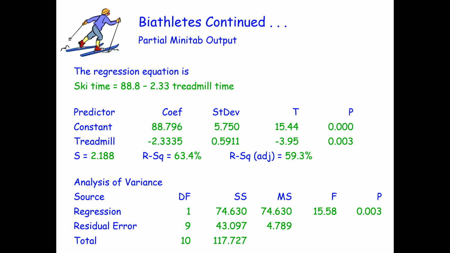So our regression equation is 88.8 minus 2.3 times the treadmill time. And here we're getting this from a Minitab output. So notice we have all of our values here. We have our predictor, our constant, our treadmill, our coefficient, our standard deviation, our t, our p, our s, our R squared, and our R squared adjusted. We have analysis of variance. So we have all of these pieces here.